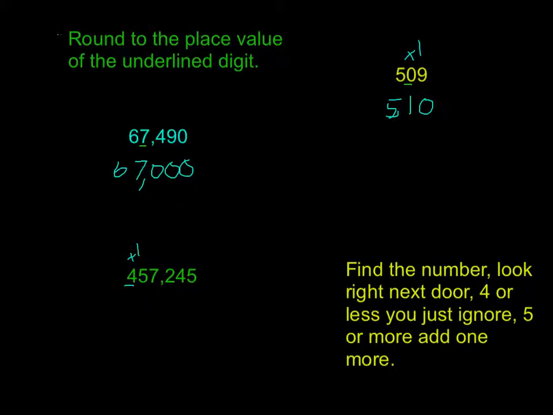We're going to add 1 to our 4. 4 plus 1 is 5. And then anything to the right of our number comes in as zeros. So 0, 0, comma, 0, 0, 0. We get 500,000. 457,245 rounded to the nearest 100,000 is 500,000.